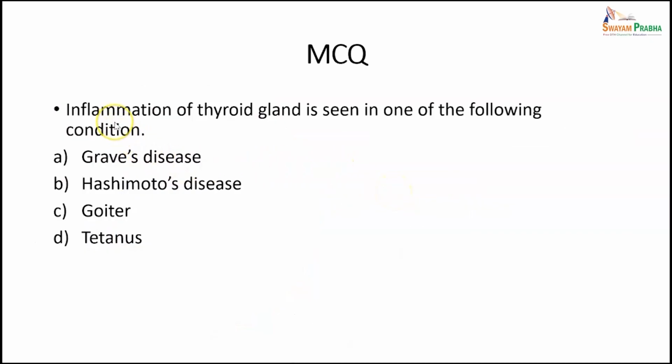The next question is, inflammation of the thyroid gland is seen in one of the following conditions. Option A, Graves' disease. Option B, Hashimoto's disease. Option C, goiter. Option D, tetanus. Graves' disease is an autoimmune disease of the thyroid gland. Goiter is enlargement of the thyroid gland. Tetanus is seen in hypoparathyroidism. So, the inflammation of the thyroid gland is Hashimoto's disease.